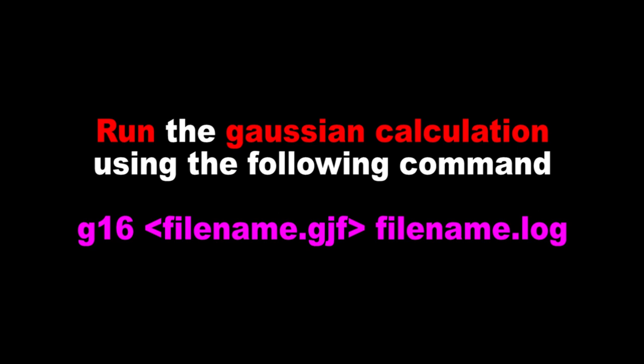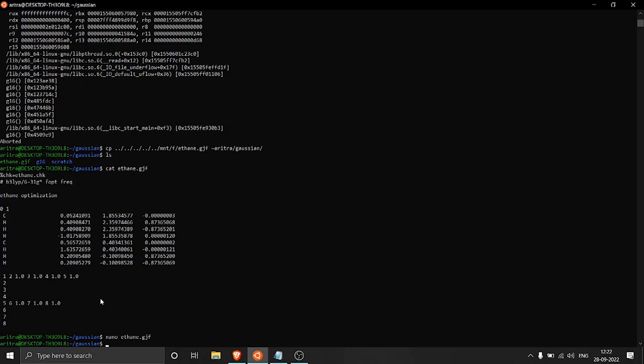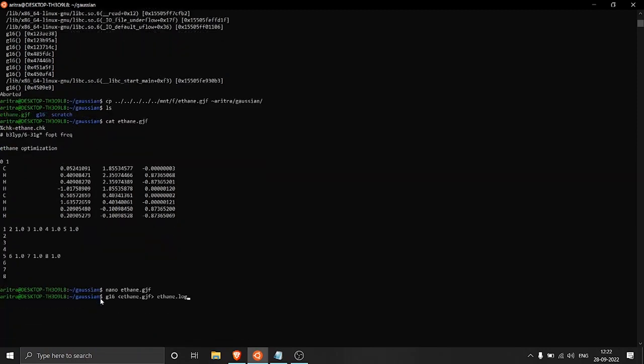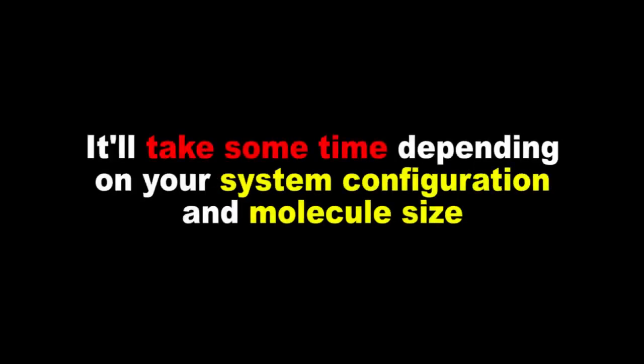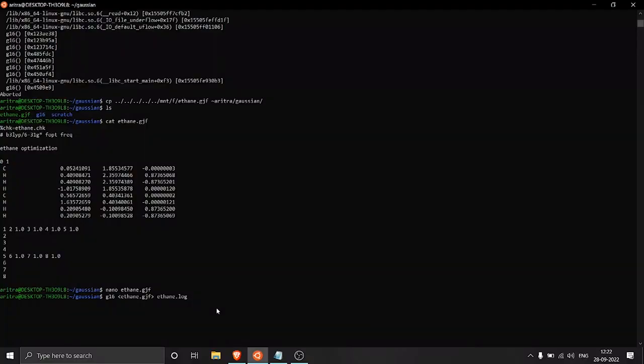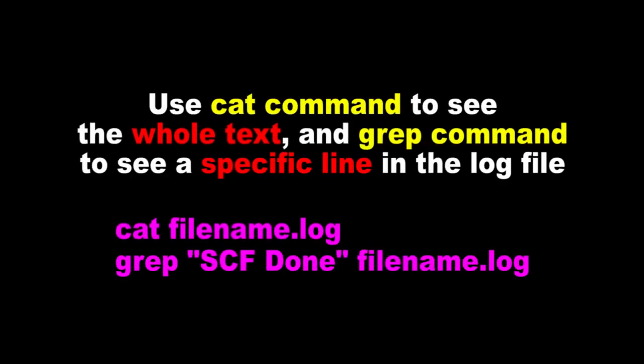Run the Gaussian calculation using the following command. It will take some time depending on your system configuration and molecule size. Use cat command to see the whole text, and grep command to see a specific line in the log file.